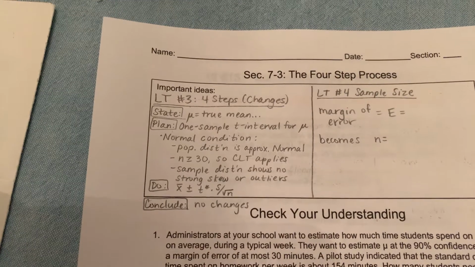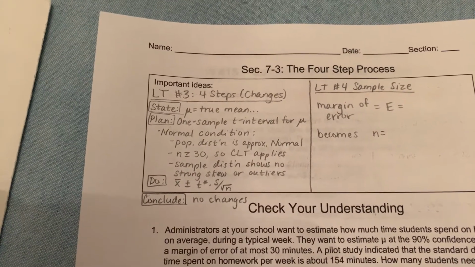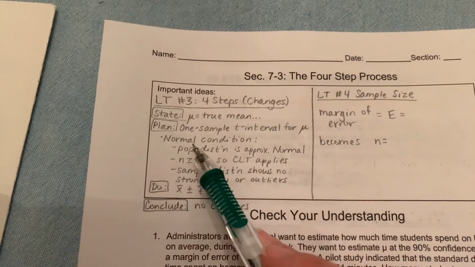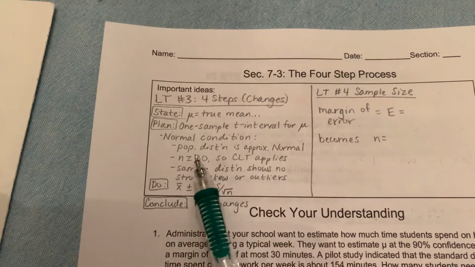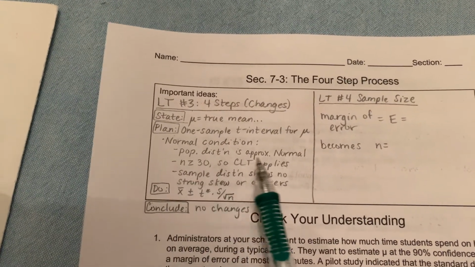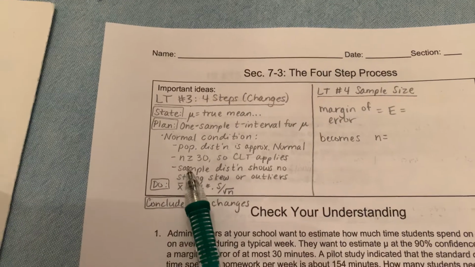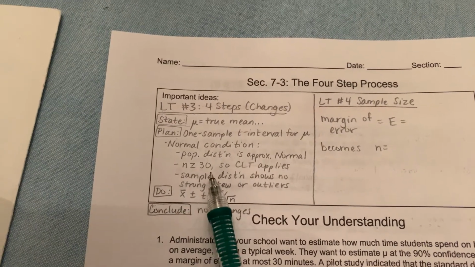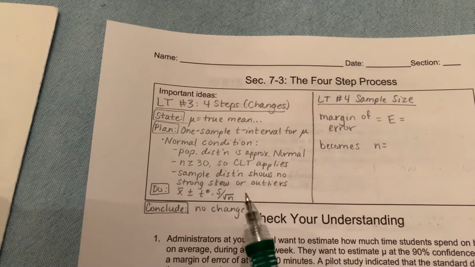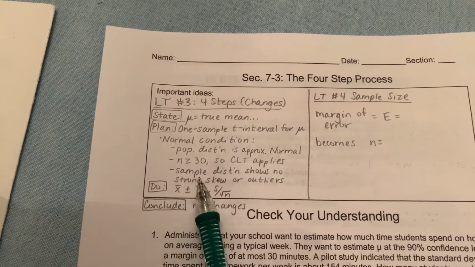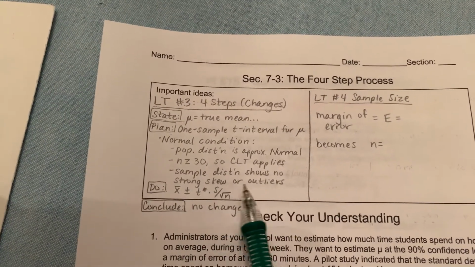You still have to check the random and 10% condition, and the normal condition, but the way that normal one is the only one that changes. So there are 3 different options. Remember, the population distribution can be approximately normal, or you can have that n is greater than or equal to 30 so that the central limit theorem applies, or your sample distribution can show no strong skew or outliers.